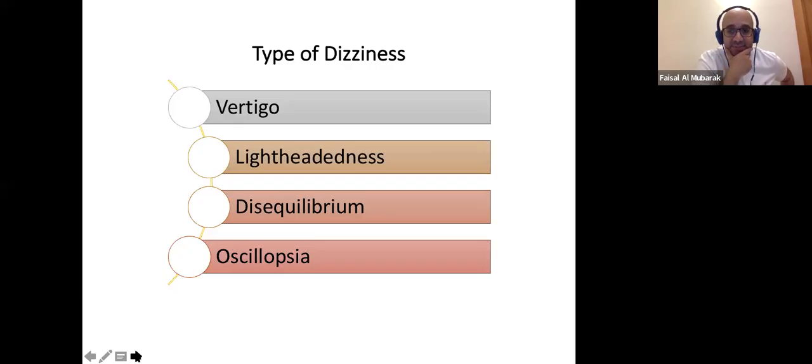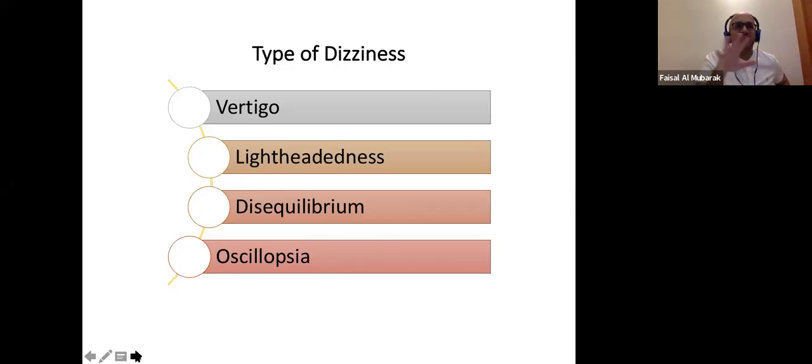Lightheadedness is something that we call pre-syncope. You are fainting, blacking out, you don't remember anything, you lose your consciousness. If someone is losing consciousness here, then this patient has nothing to do with the vestibular system. The vestibular system will not make any patient lose consciousness. Disequilibrium is what we call imbalance.